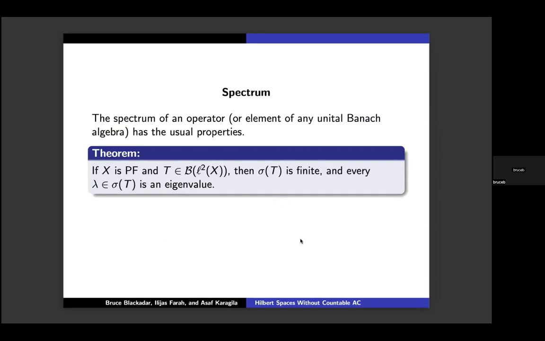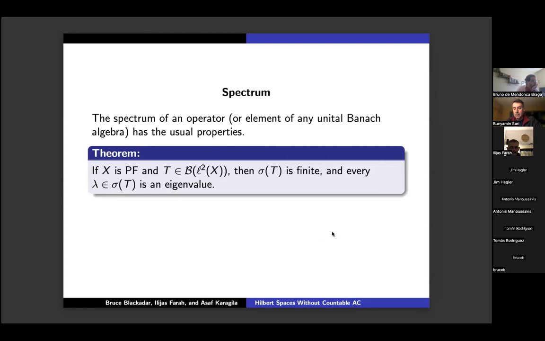Okay, so let's look at the spectrum of operators. The spectrum still has the usual properties that we're familiar with. You don't need any choice to prove properties about the spectrum of an operator, or of elements of unital Banach algebras, that is, complex Banach algebras. The spectrum is always a non-empty compact subset of the plane. You have the spectral radius formula, etc.